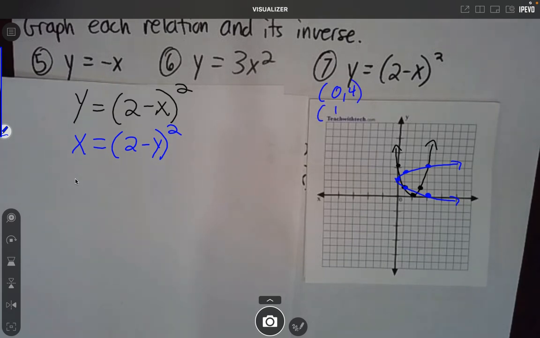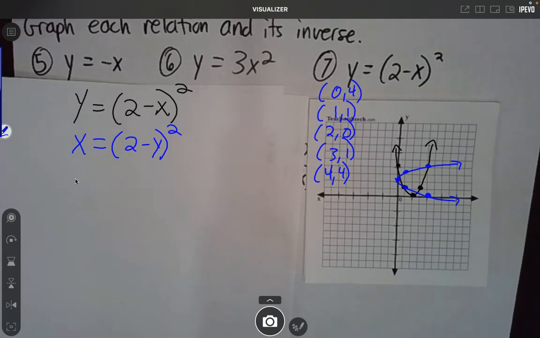They had 1, 1. This is the black graph. I graphed that black graph, okay? And then they had over 2 and up 0, over 3 and up 1, and then 4, 4. Do you see that that's my black graph? That's all my points. What do you do to find the inverse?